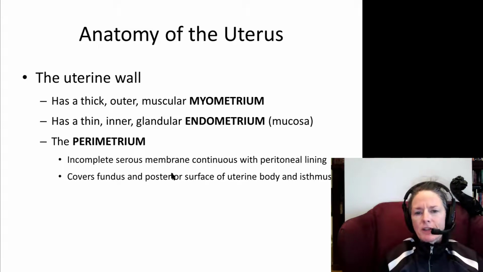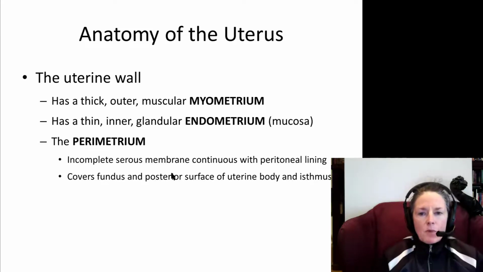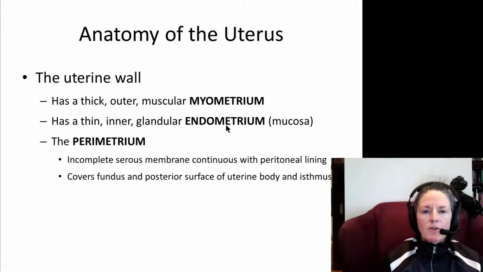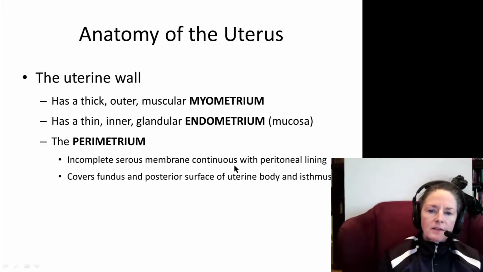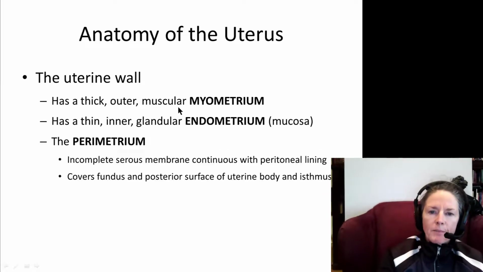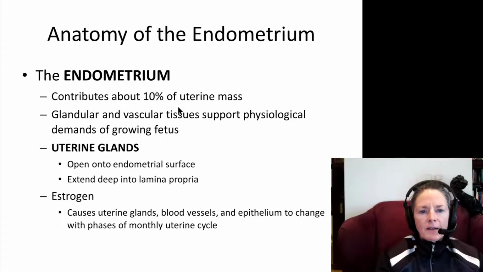I'm not going to get into too much detail about it, but obviously the myometrium has to be strong enough to expel the fetus, the baby, when it's born. Now, the inner layer is the glandular layer, and that's called the endometrium, and that's the part that's going to change with the uterine cycle. The perimetrium is basically a serous membrane that's continuous with the peritoneal lining. And so this is going to cover the fundus and the surface of the uterine body and the isthmus. So there's a picture of it somewhere. I think it's back here somewhere. No, not yet.